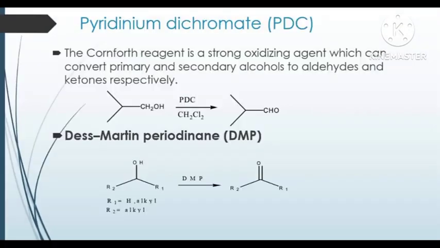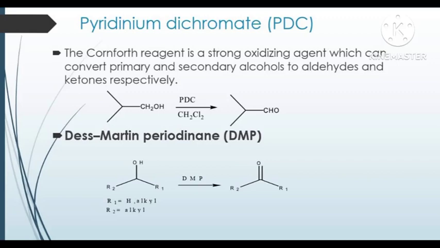Further, we have pyridinium dichromate. Pyridinium dichromate is also known as Cornforth reagent, a strong oxidizing reagent which can convert primary and secondary alcohols to aldehydes and ketones respectively. In its chemical structure and functions, it is closely related to other compounds made from hexavalent chromium oxide such as pyridinium chlorochromate and Collins reagent.